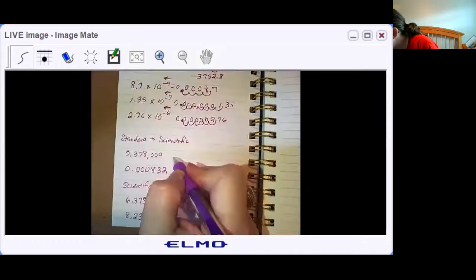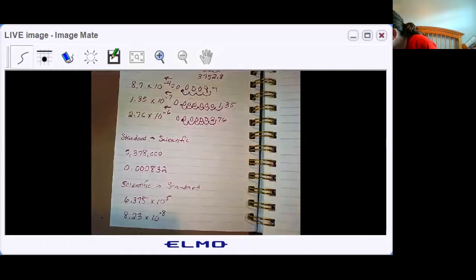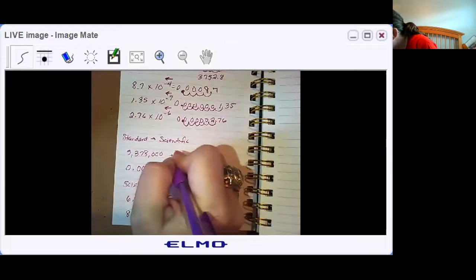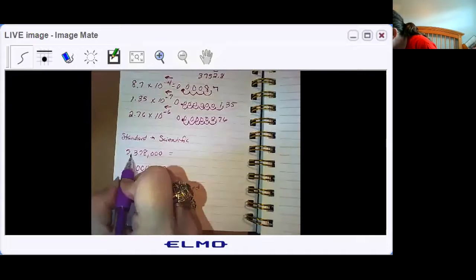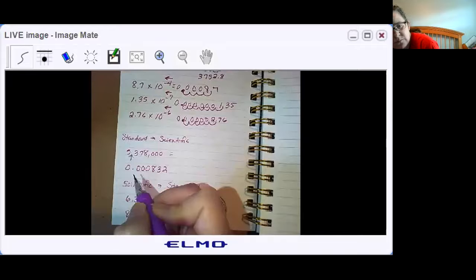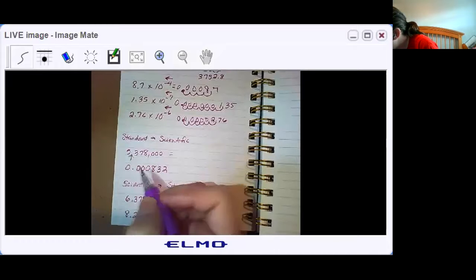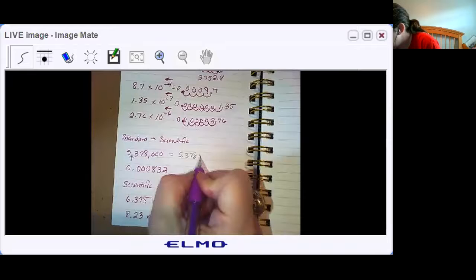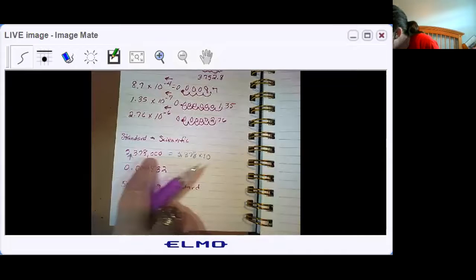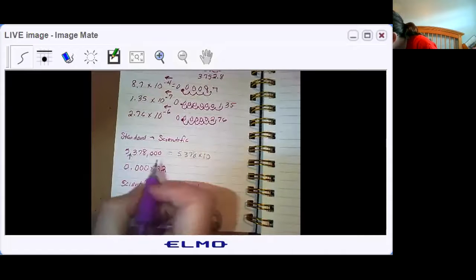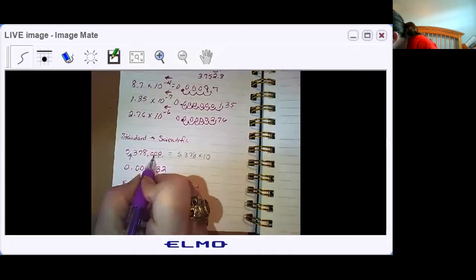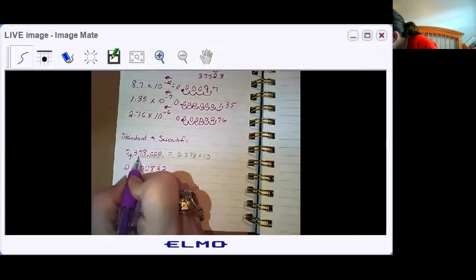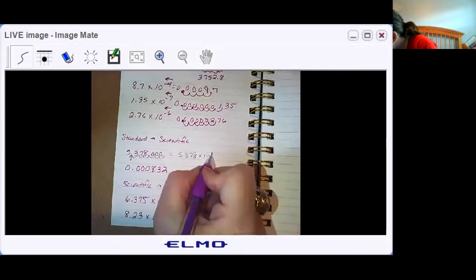So now let's look at this. I've gone through the first one. Now, I want my decimal between my 5 and my 3 because I want one number in front. So this is 5.378 times 10, big number, so it's positive. And I moved it 1, 2, 3, 4, 5, 6 places.